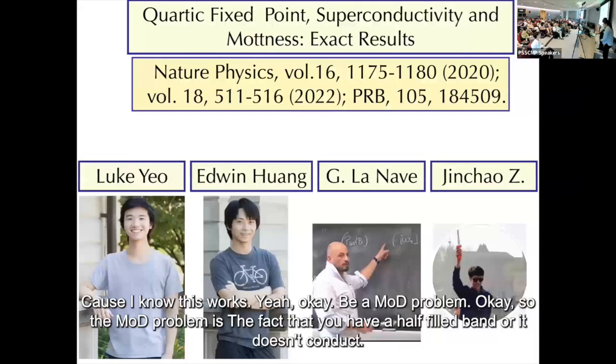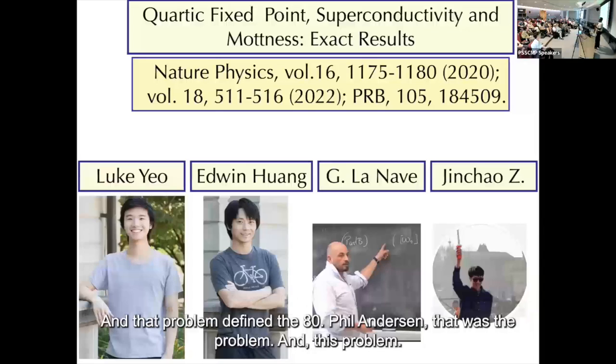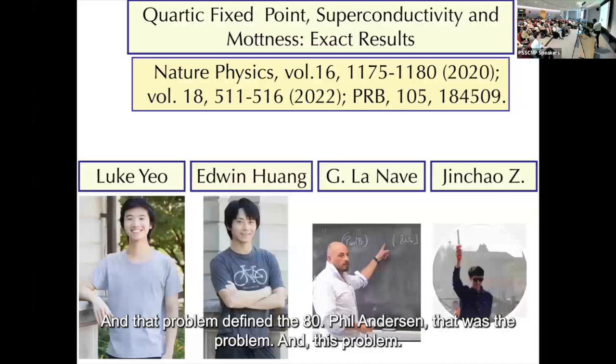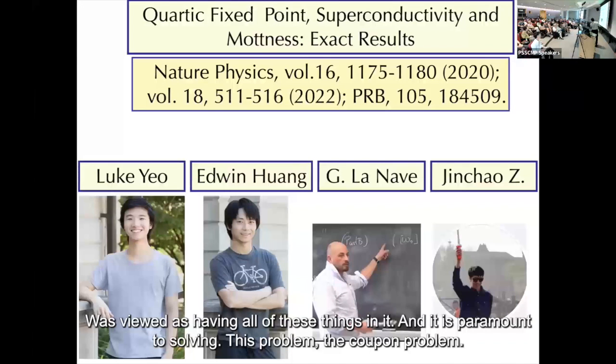The Mott problem. Okay, so the Mott problem is the fact that you have a half-filled band, but it doesn't conduct. And that problem defined the 80s. Phil Anderson, that was the problem. And this problem was viewed as having all of these things in it. And it is paramount to solving this problem, the cuprate problem.